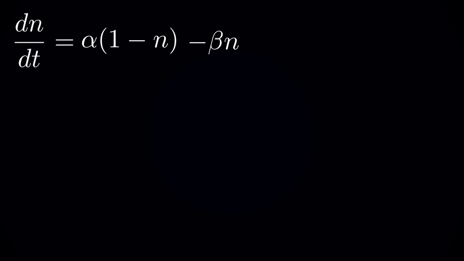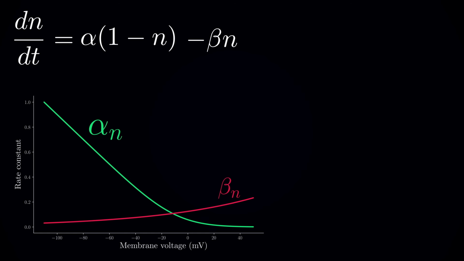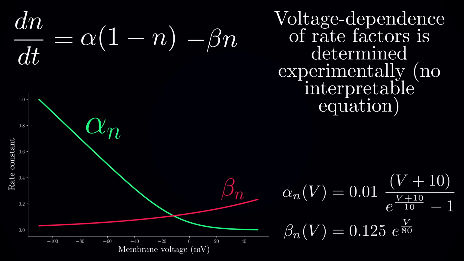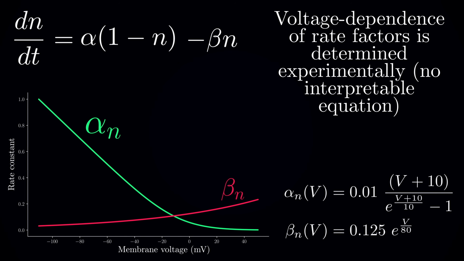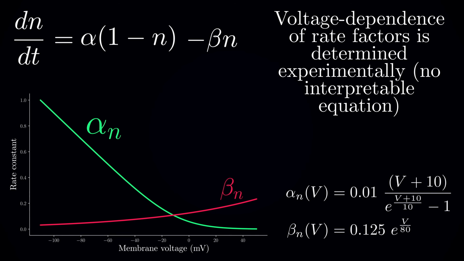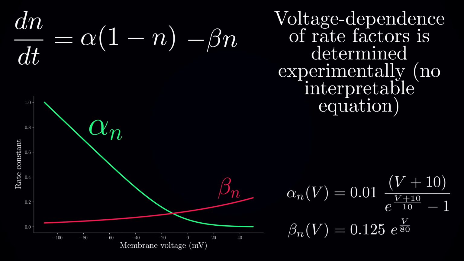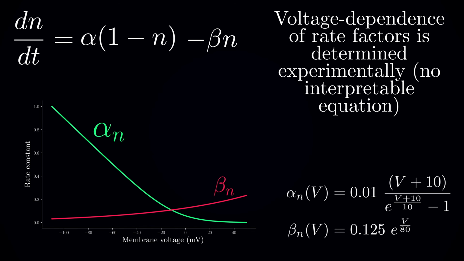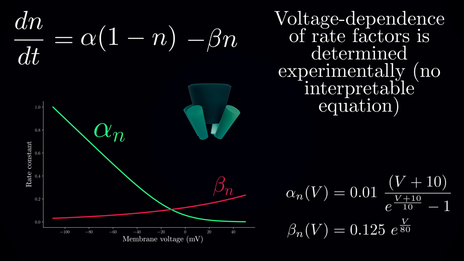In their original work, Hodgkin and Huxley determined the equation for alpha and beta empirically through careful experimental measurements. The voltage dependence of these rate factors reflects a complex physical process of charged amino acid residues moving within the membrane under the influence of electric field.